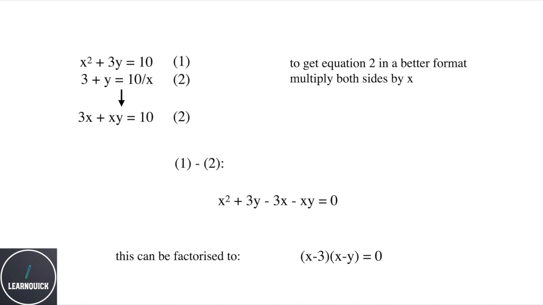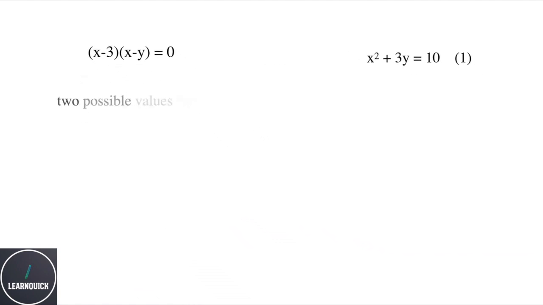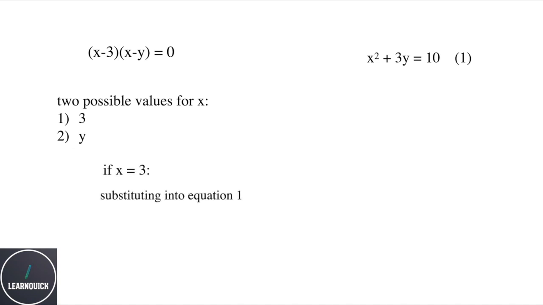So therefore, we now have two possible values for x. These are 3 and y, as when we substitute 3 as x, we get 0 because 3 minus 3 equals 0 and 0 times anything is 0, and the same for y. So now, to find the corresponding y values, we can substitute x equals 3 into equation 1. This will give us 9 plus 3y equals 10, which gives us y equals 1 over 3.